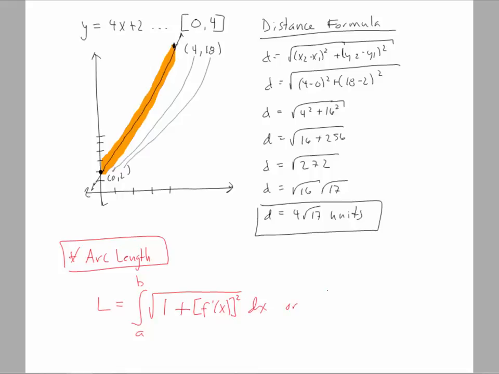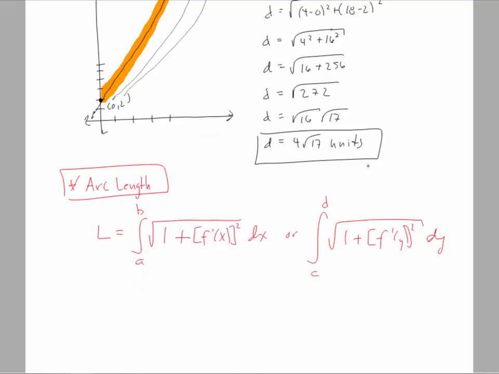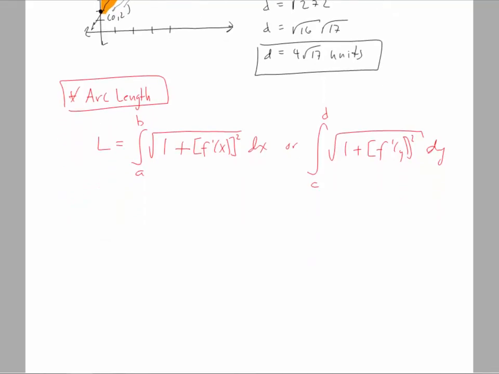Now if we're finding the arc length with respect to y, then we're using our y values because everything is solved for in terms of y. This would go from c to d, square root of 1 plus f prime of y squared dy. So these are definitely the formulas that you'll want to know for this section. So using the same exact example that I have up above, let's go ahead and see if we can match the arc length with that distance formula. So from above, we know that we're using y equals 4x plus 2.